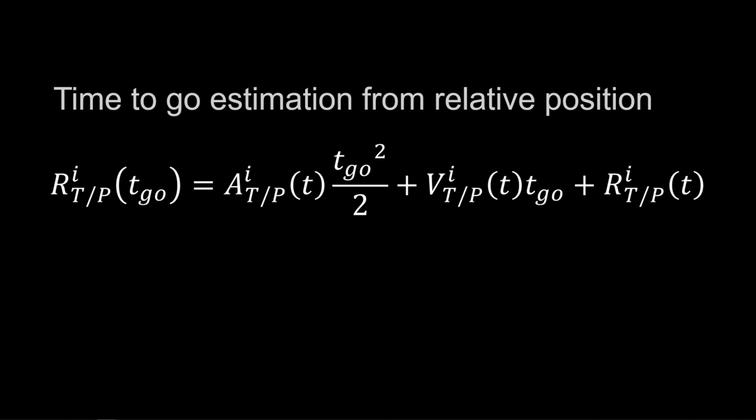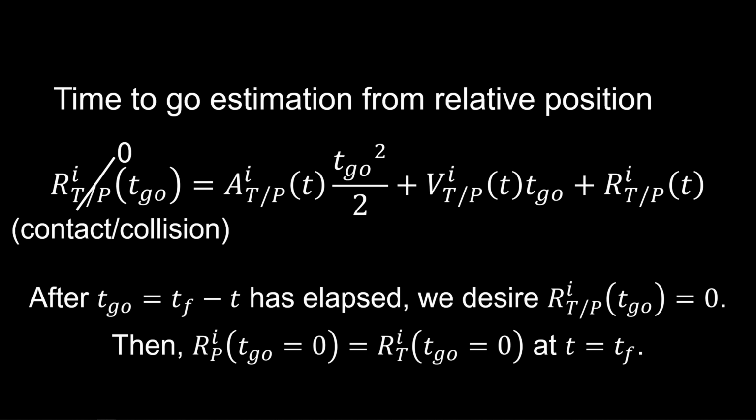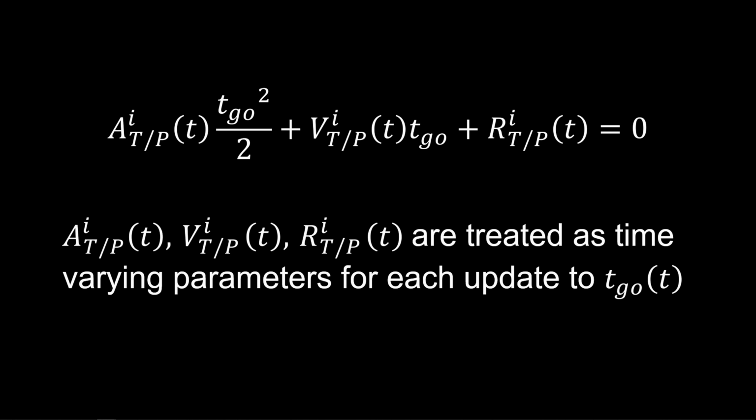To start, we note that for target interception, we desire relative position to be 0, so that after time to go has elapsed, we desire the pursuer and target to be at the same point in space at the final time tf. Note that when applying this equation at a point in time, relative acceleration, relative velocity, and relative position are held constant. But when applying this equation to a sequence of points in time, these relative quantities are updated at each time step.